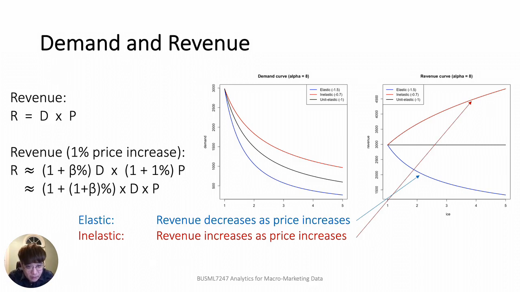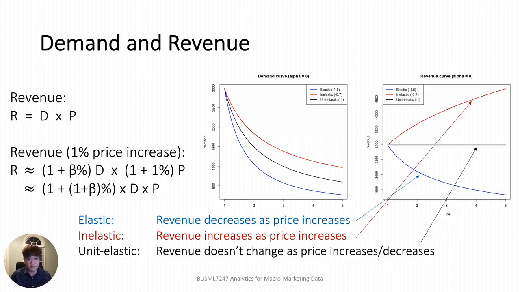For inelastic demand, beta is greater than -1, thus 1 plus beta is positive, and increasing price always leads to increasing revenue. Intuitively, if demand is inelastic, people are not sensitive to price. So the loss in demand is smaller than the gain from the price increase, leading to the increasing revenue curve.